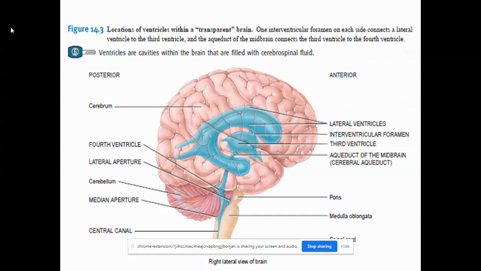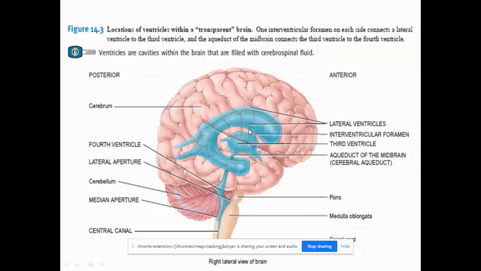So in this picture, you can see the location of the ventricles within a transparent brain. One interventricular foramen on each side connects a lateral ventricle to the third ventricle. So here you can see these are the first one, lateral ventricles. So there are two. This is one side of the cerebrum. You know that the lateral ventricles are present in the cerebrum. So these are the lateral ventricles.